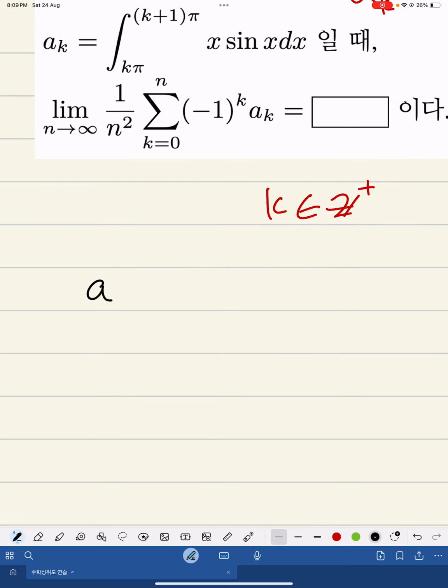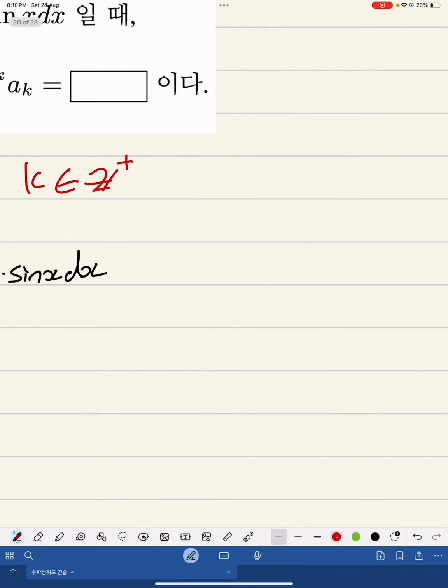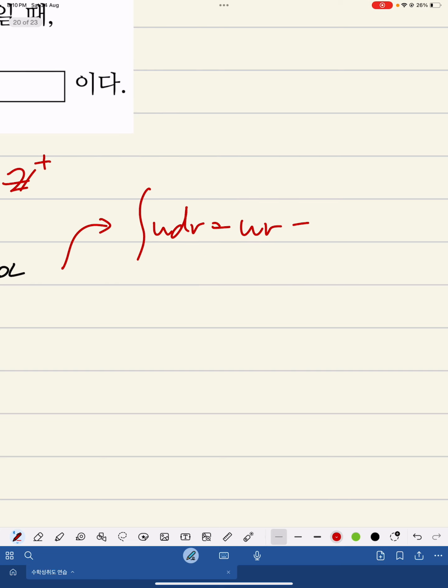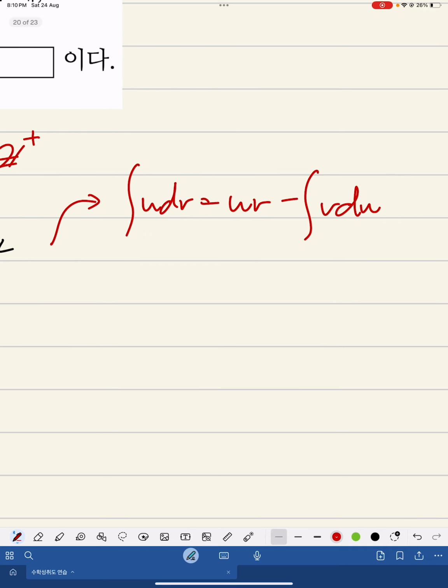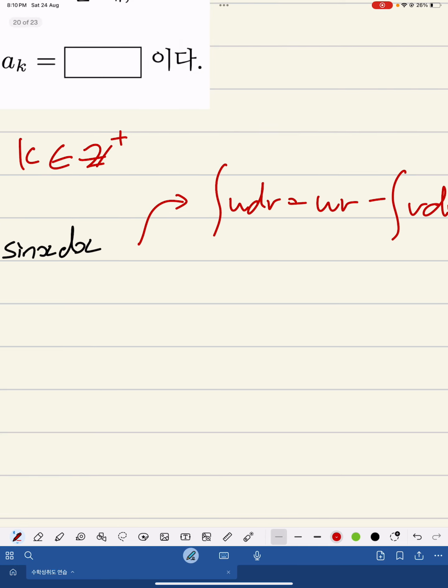So a_k is the integral from kπ to (k+1)π of x times sin x dx. So far, so good. We can integrate this by using integration by parts. The integral of u dv equals uv minus the integral of v du. This is the reverse product rule. If you differentiate uv, you get u dv plus v du, which is what we know. So here I will set u as x and dv as sin x dx, where we get du equals 1 and v as minus cosine of x.